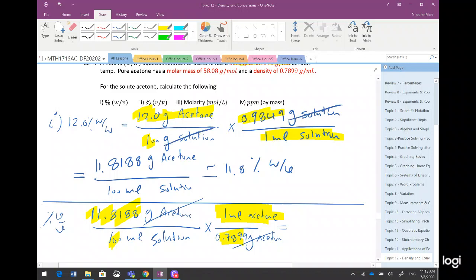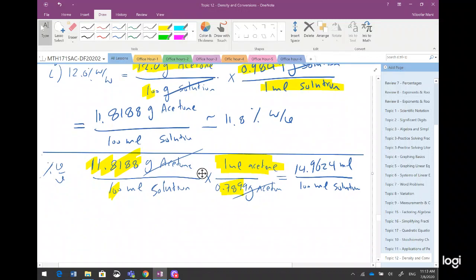Okay. So now the answer is 14.9624 milliliter over 100 milliliter of solution. Okay, which is almost 15.0% V over V.